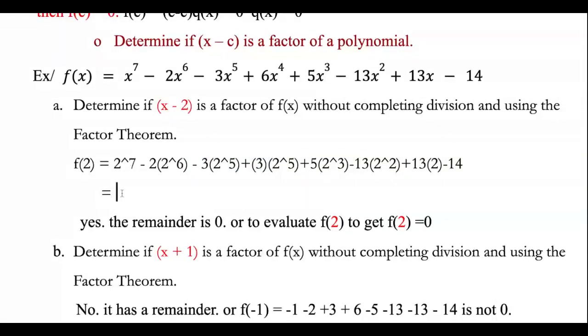Now we're left with 5 times 2 raised to 3, that's 8. Minus 13 times 2 squared, which is 4. Plus 13 times 2, which is 26. Minus 14. Okay. So 5 times 8 is 40.